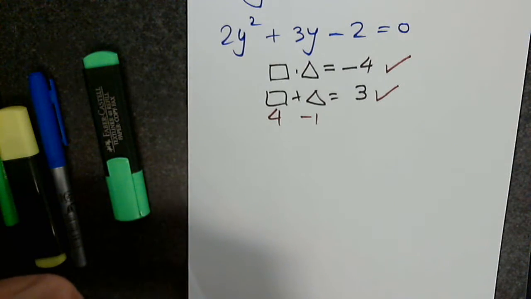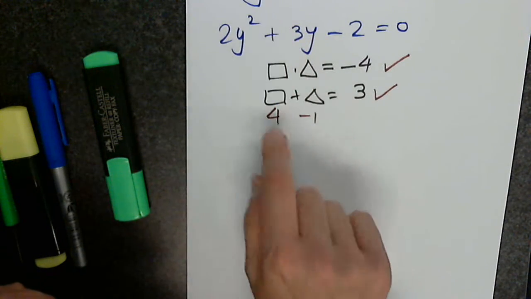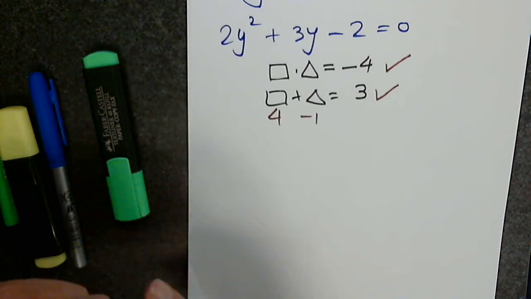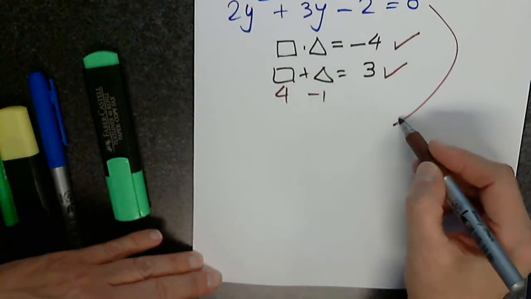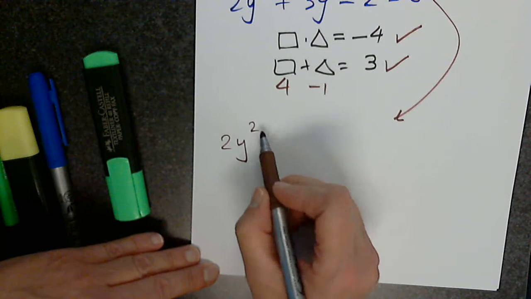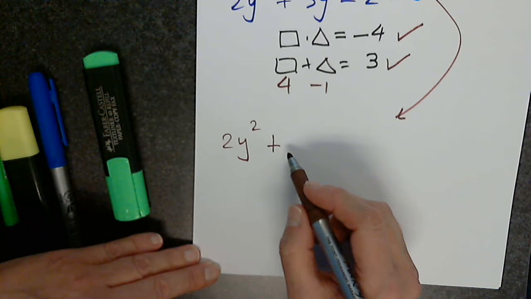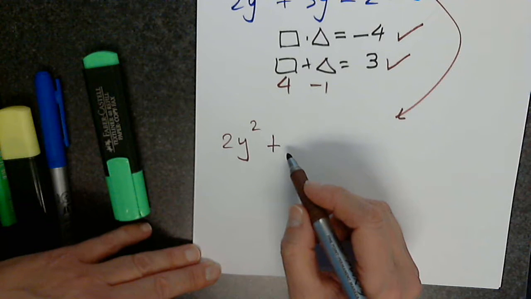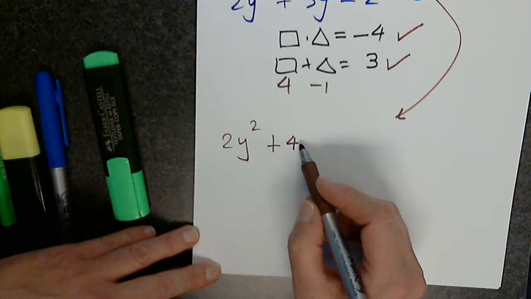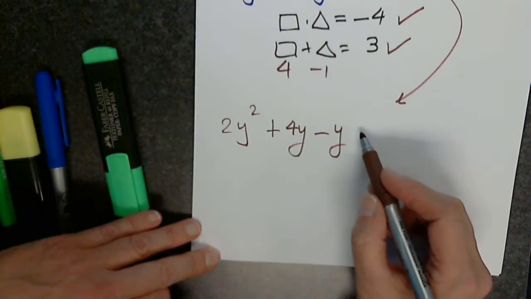Why is the sum 3? The sum is always the middle coefficient. And the product in this case is always the product of the leading coefficient and the free term. So then, what will be the new equation, please? 2y squared plus 4y minus 1y minus 2.